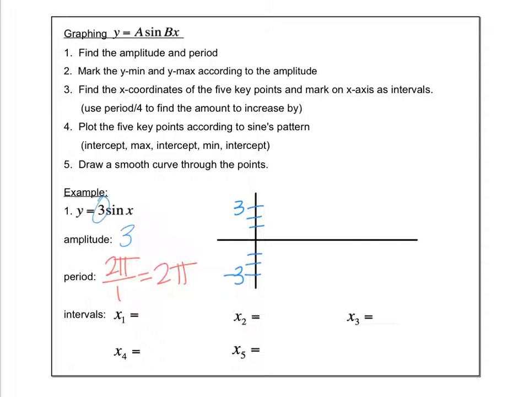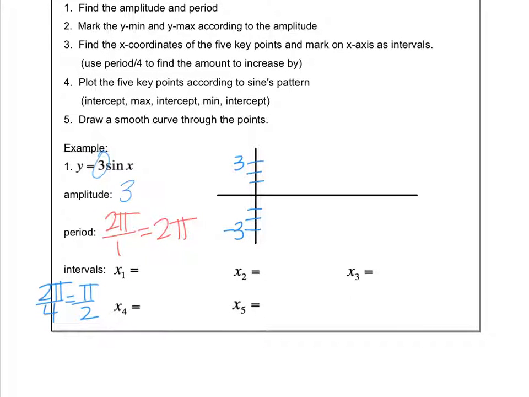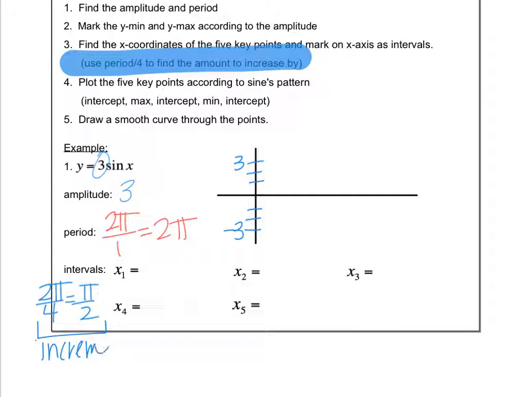So you're going to take your period, this is the important part right here, you're going to take your period and divide it by 4 to find what I'm going to call the increment. That's how much you have to increase by for each of our key points. So the first thing you want to do here is 2 pi divided by 4, which is pi over 2. That is your increment. So I just did this step right here. This is what we're going to call the increment. That's how much you're increasing by. It's just the period divided by 4.